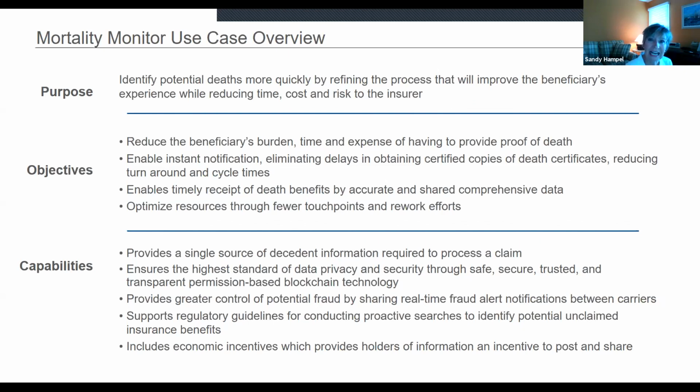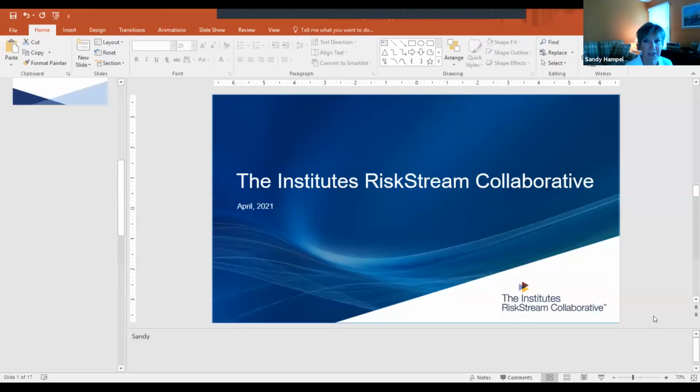So those are some of the high level capabilities, and I'd like to turn it over now to Nick, and he can certainly demonstrate how this use case and the build out of the proof of concept behaves within their application.